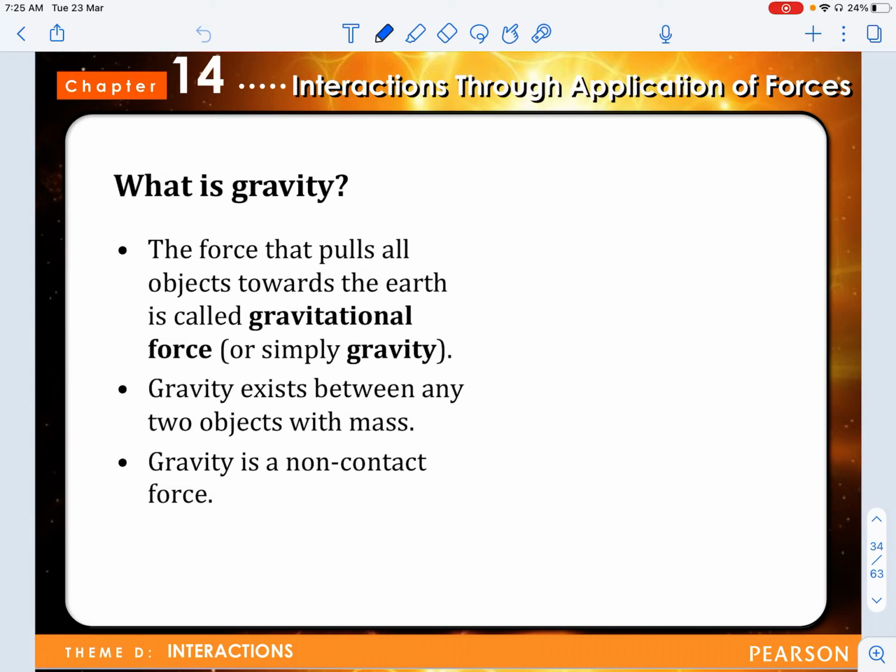Hello students, today we'll be following up on what we have learned before with regards to interaction through application of force. For this, we will learn what gravity is. Gravity is the force that pulls all objects towards the earth. Let's say this is a picture of earth. Gravity is this force that will try to pull all of you towards the center of the earth.